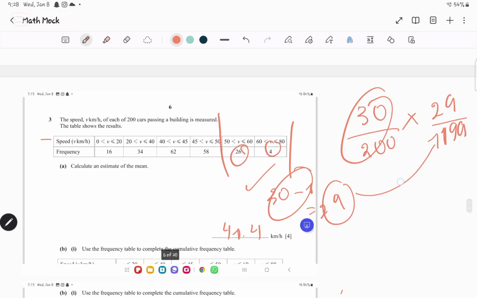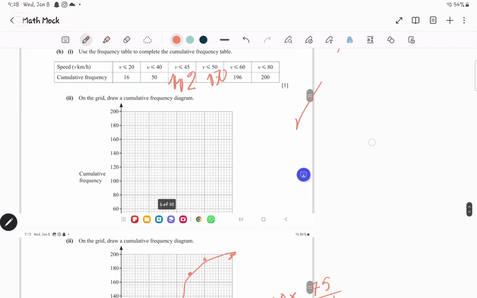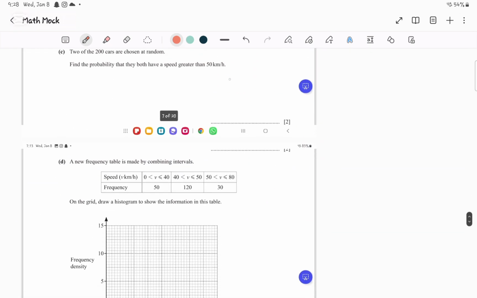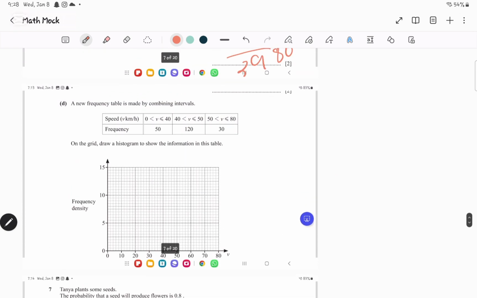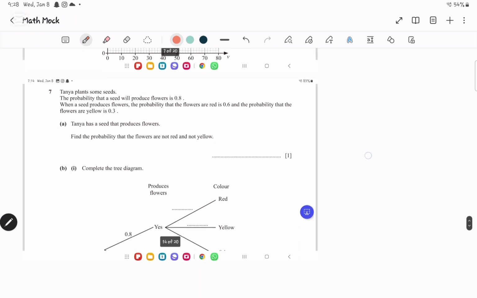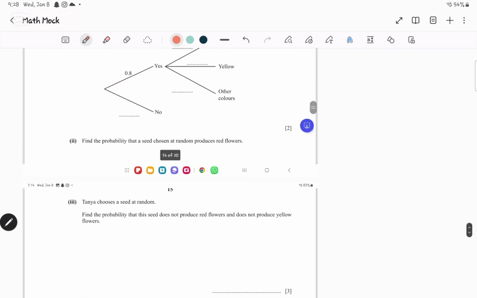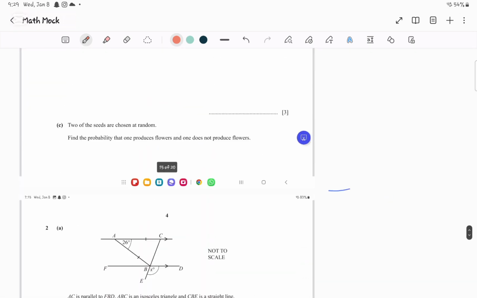So we multiply them together, and we get 87 over 3980. Now for part D, we need to draw a histogram. I think you guys know how to draw a histogram. I'm gonna leave this one for you guys. It's pretty easy, pretty simple. And I will move on to question number 7.